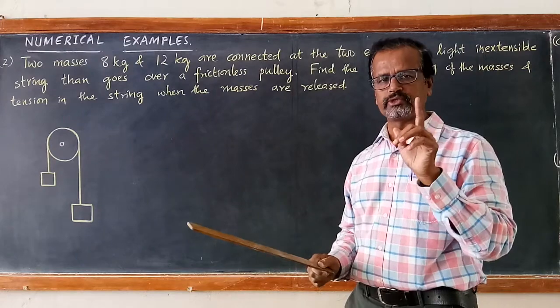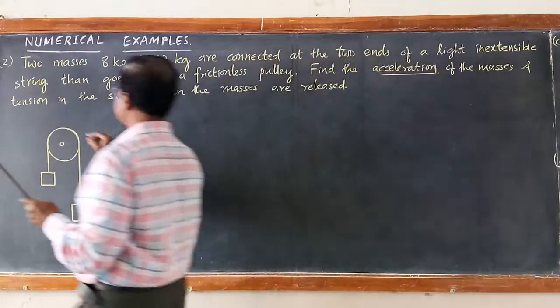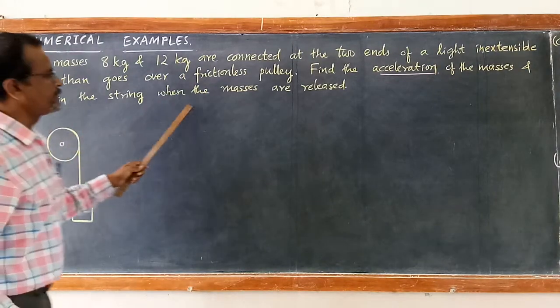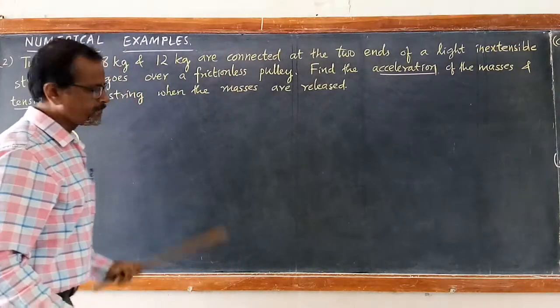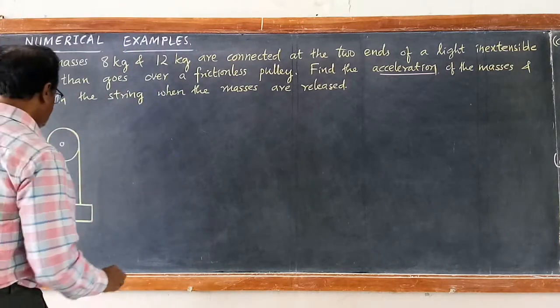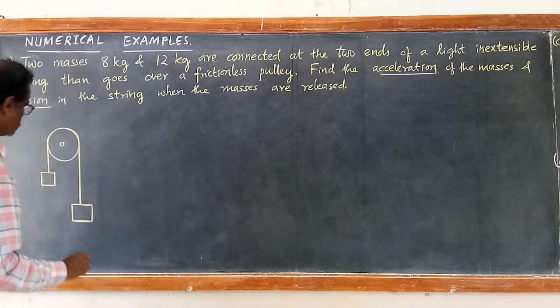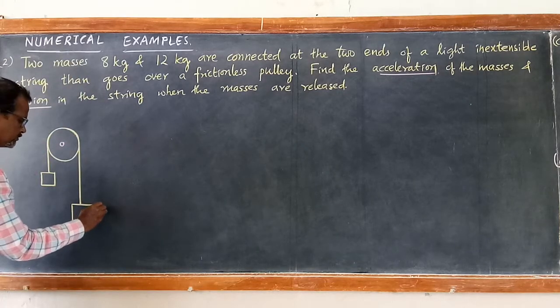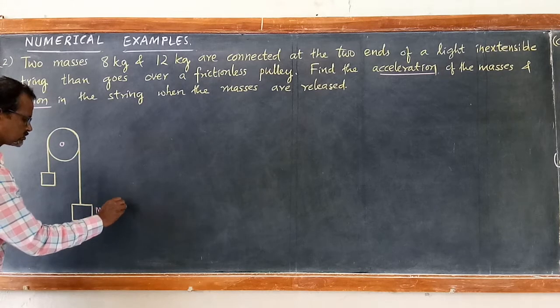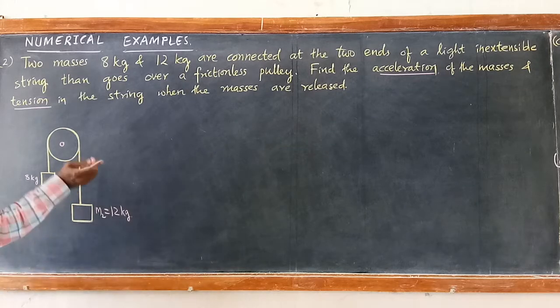You are asked to find out two things. One is acceleration and another one is tension in the string. When the masses are just released, you are asked to find out what is the acceleration and what is the tension in the string. So this is, let us say, m2 of mass 12 kg and this is m1 of mass 8 kg.